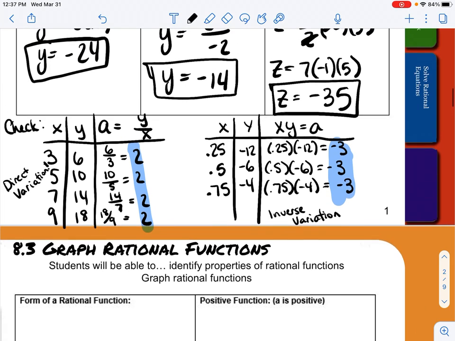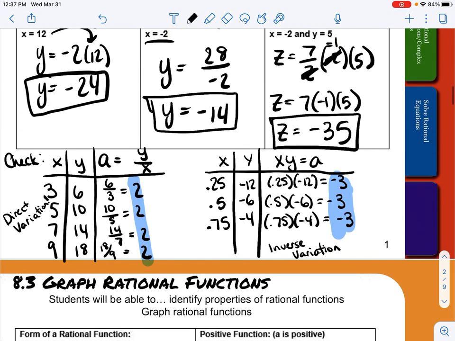I do want to point out that it could be neither. You might have to try both this way, where you divide, and this way where you multiply. And if neither of them give you the same numbers for all of it, it would be neither type of variation. So just keep that in mind. It could be direct variation, it could be inverse variation, it could be neither type of variation. So you might have to do more than one trial to decide.